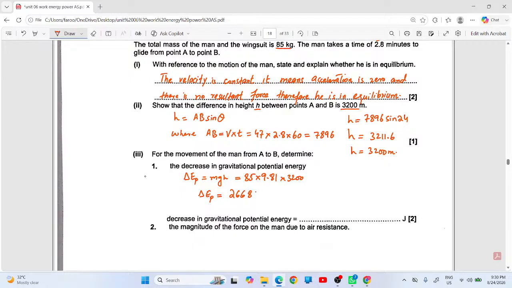2668320. The last digit is zero. So this will be equal to 2.7 into 10 raised to power 6 joule, counting 1, 2, 3, 4, 5, 6 places.